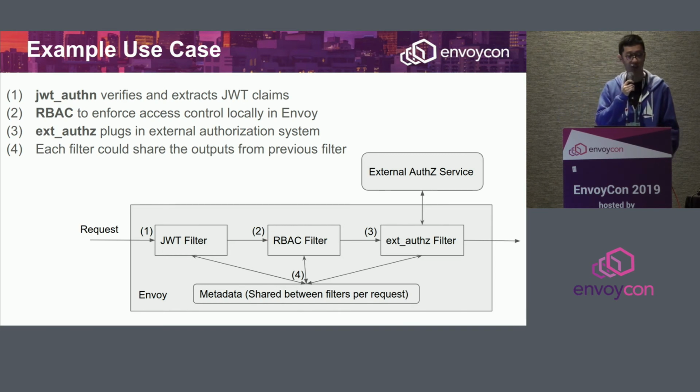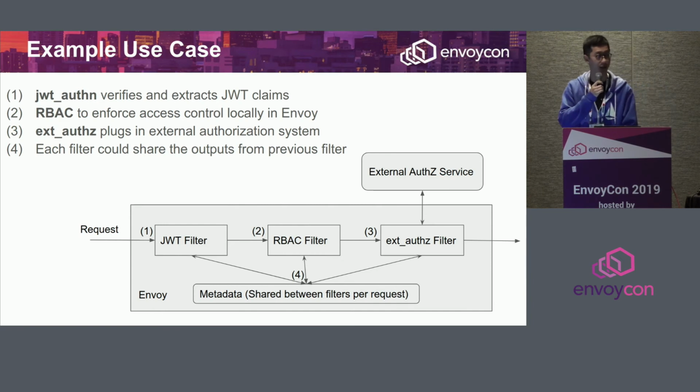Each filter can share the outputs from previous filters through the Envoy dynamic metadata. And you don't need to use all of them. If you only need JWT validation, you can just use the JWT filter. If you only need in-Envoy access control, you can only use the JWT filter and RBAC filter. It all depends on your actual requirements.